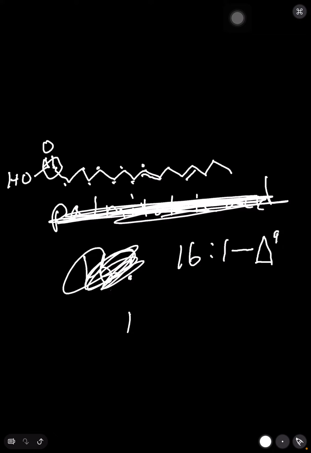So, again, it's still 16 carbons, right? But now we have 2 double bonds, so it's going to be 16:2. And we have to tell you where they are. We still have one at number 9. We have another one, so you put a comma. And then the second one appears at carbon number 10, 11, 12. So it'd be 16:2, delta 9, comma 12. So just a little bit of bookkeeping to help you recognize the general features of your fatty acid.